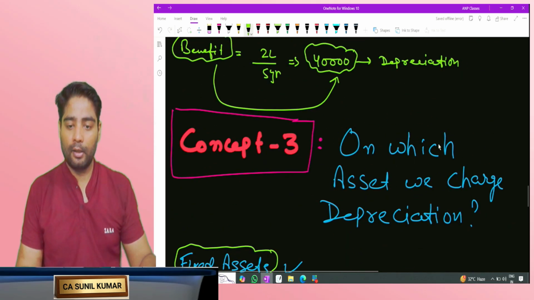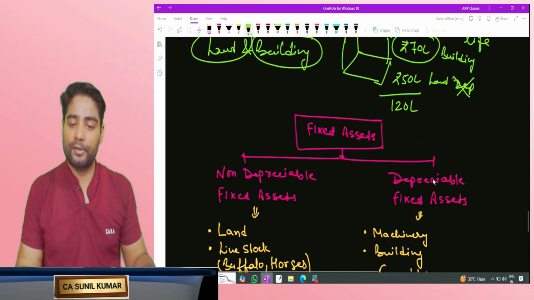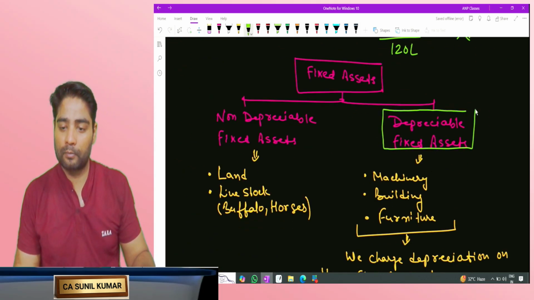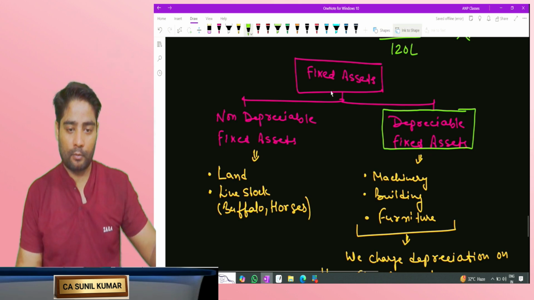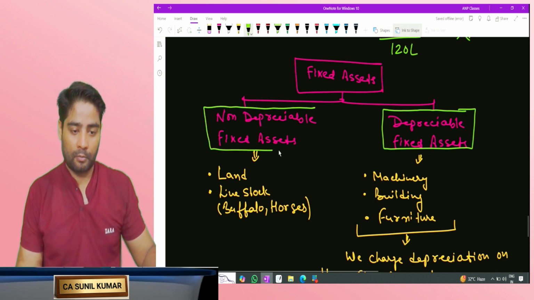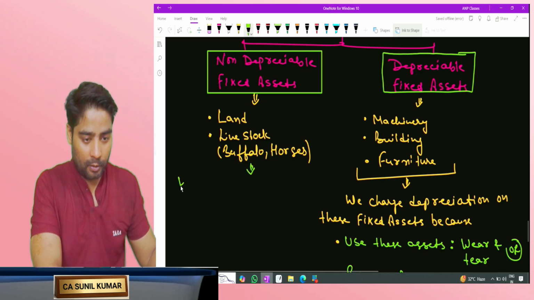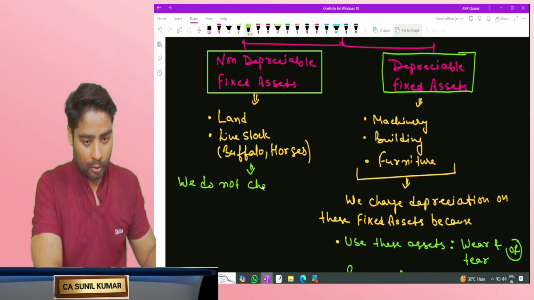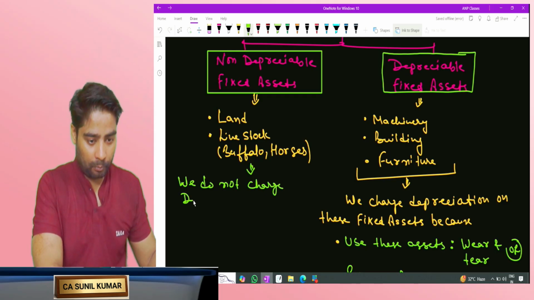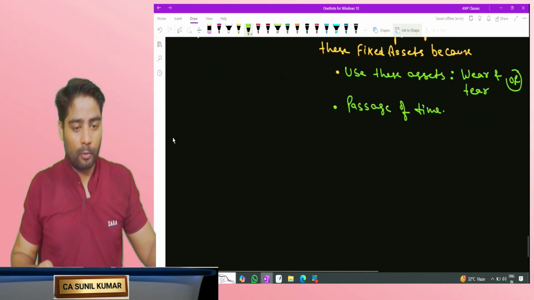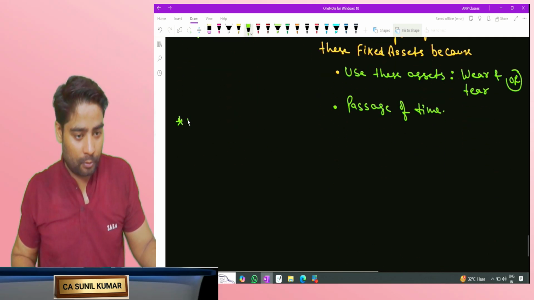Concept number three. On which asset do we charge depreciation? Sir, we charge depreciation on depreciable assets. So write down, we do not charge depreciation.